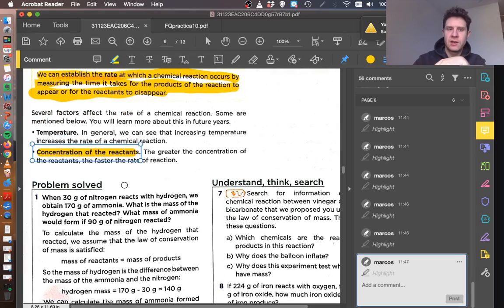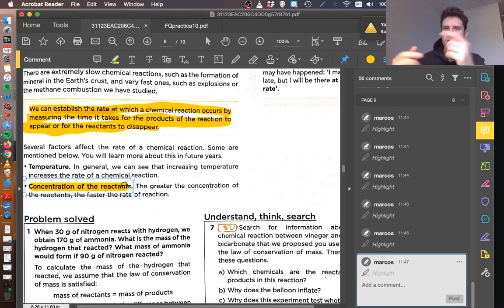How can we speed up the reaction? We put more reactants. Okay, ponemos más productos, ¿no? Más, pues se quema más rápido, ¿no? Como ponemos más leña, se quema antes, ¿no? Más calor.